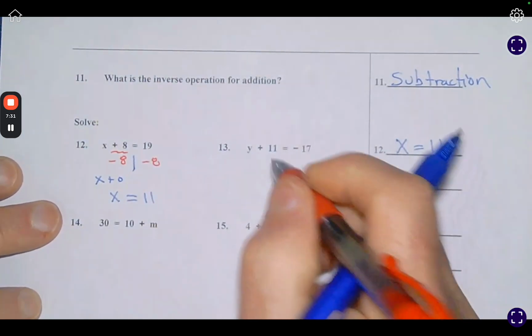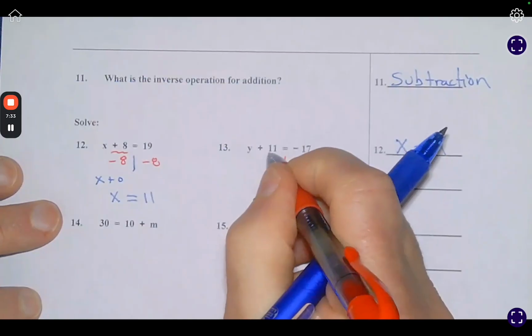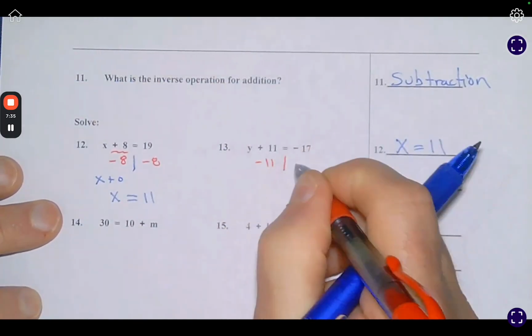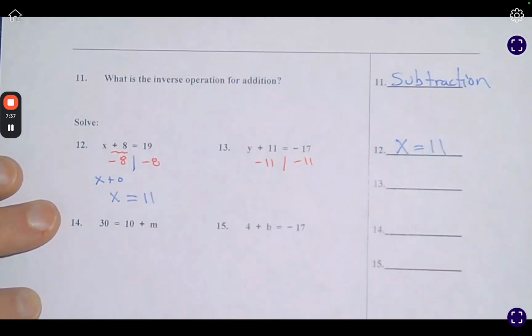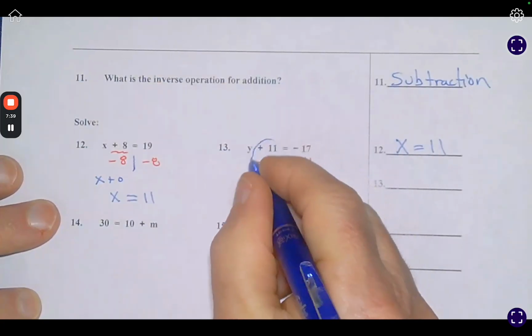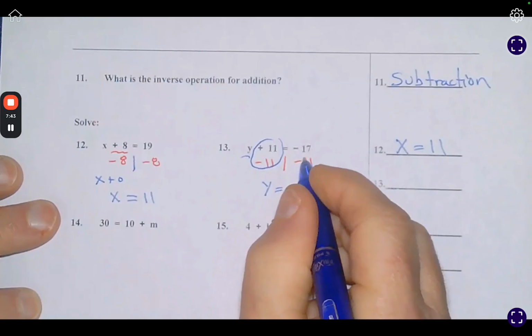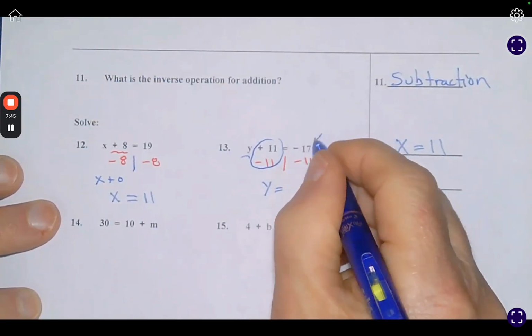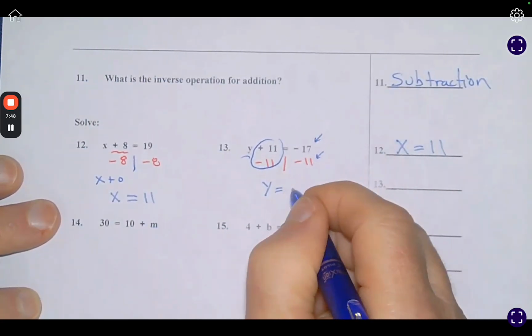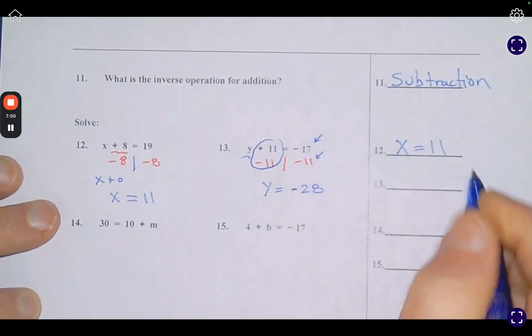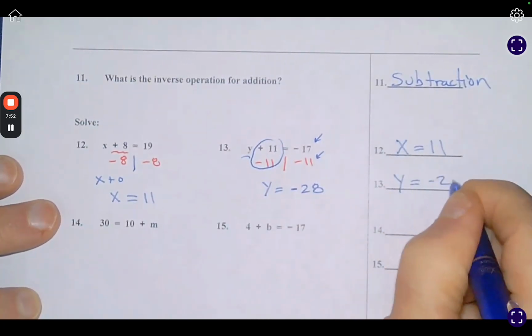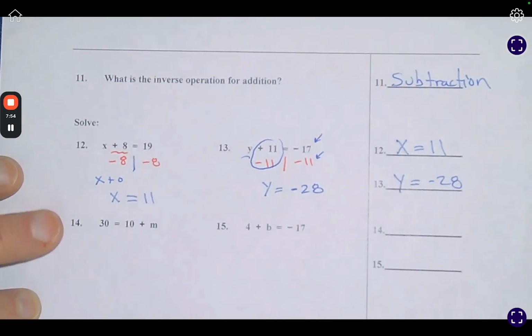All right, let's do it again. Inverse operation. Opposite of a plus is a minus. All right, this goes to 0. So I'm left with y equals negative. I have 17 negatives and 11 negatives. So I got a total of 28 negatives. Y equals negative 28. Okay.